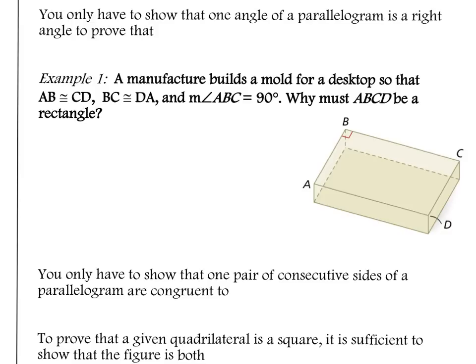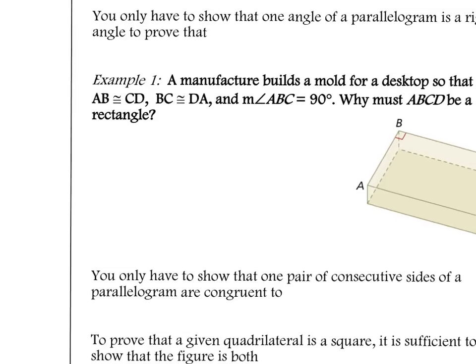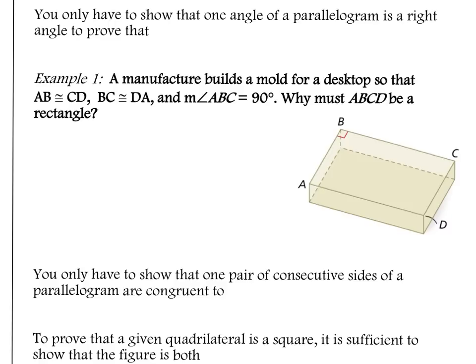Just like for parallelogram, you had that special condition where if one pair of opposite sides were both parallel and congruent, then you could say it's a parallelogram. You have a special condition for rectangle as well. It says that you only have to prove that one angle of a parallelogram is a right angle to prove that it is a rectangle. So you have to prove that it's a parallelogram first, or be given that it's a parallelogram, and then all you need to know is one angle is a right angle.